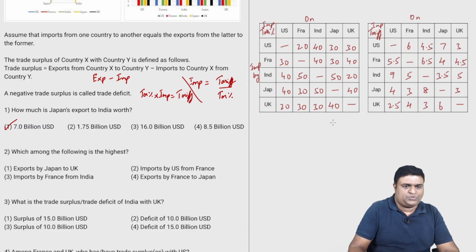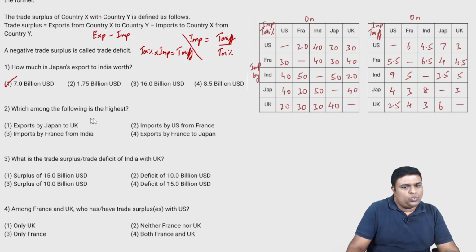Okay, let's move to the next one. Seems quite easy. Which among the following is the highest? Here it's exports by something to something, import by something to something. Now, this entire table is supporting imports. Import by US to France is easy. Now, export by Japan to UK has to be read the other way around: import by UK to Japan. So the first one is nothing but import by UK from Japan, right? 40, the first one, and 40% was equal to 6.